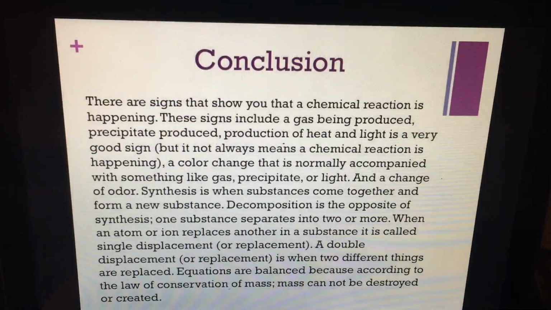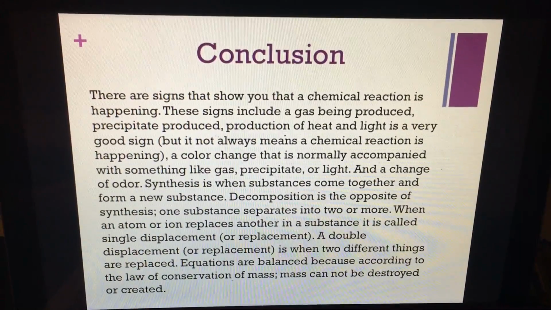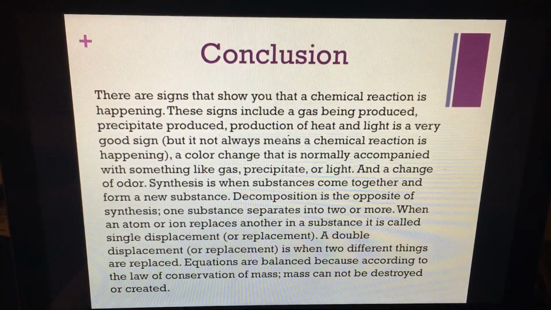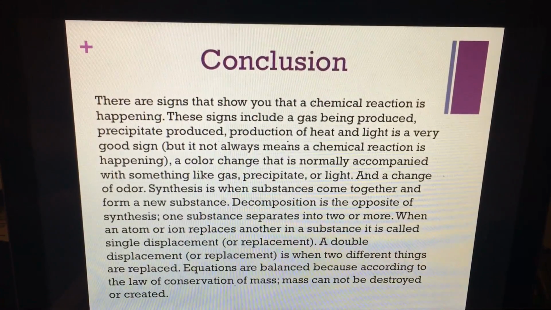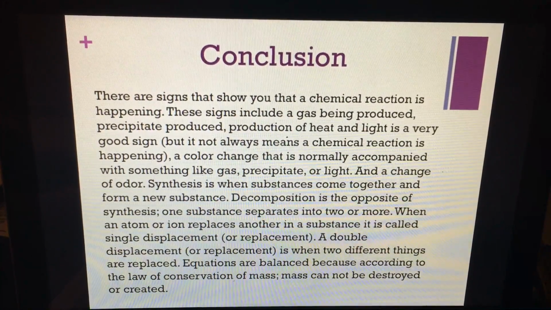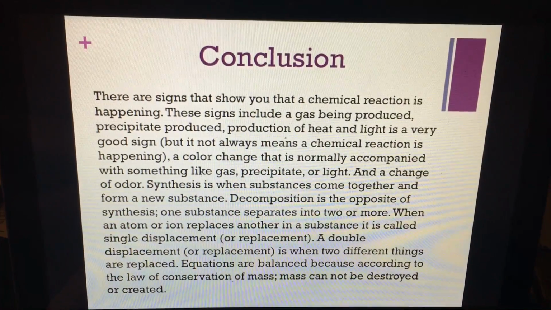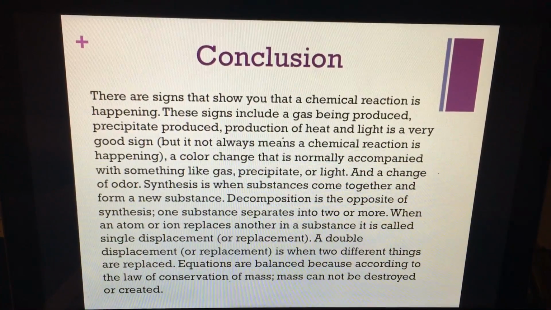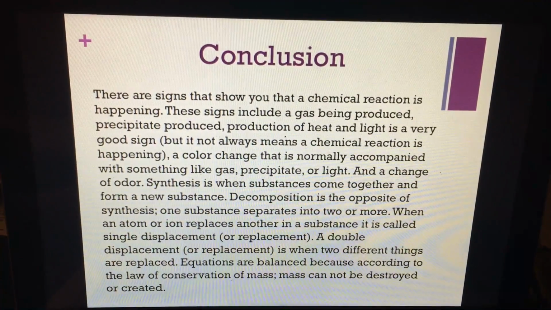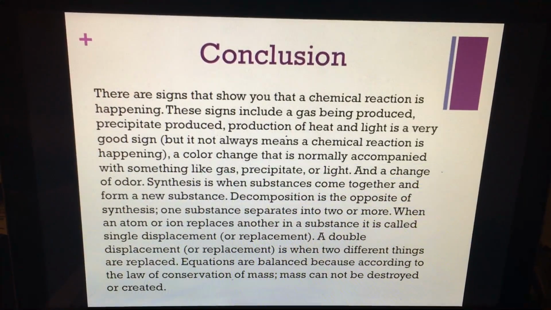We made the conclusion that there are signs that show you that a chemical reaction is happening. These signs include a gas being produced, a precipitate produced, production of heat, and a light is a very good sign, but it does not always mean a chemical reaction is happening. A color change is normally accompanied with something like gas, precipitate, or light, and a change of odor.